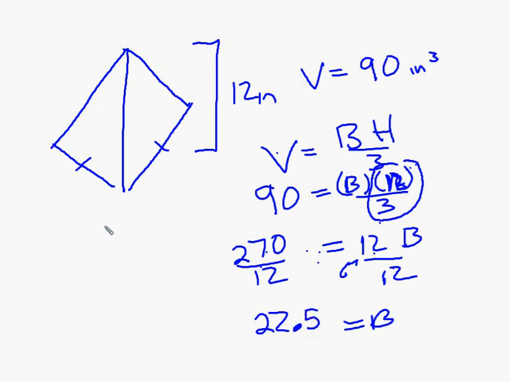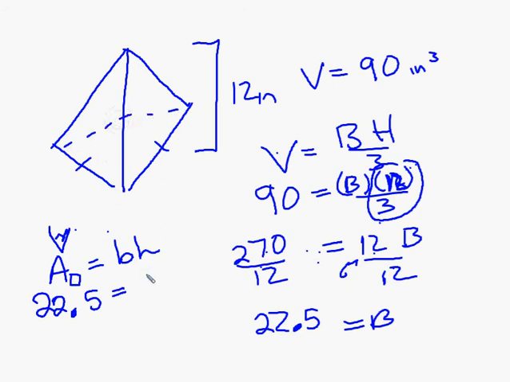Okay, now, remember what big B represents. What does big B represent? The area of the base. So the base is a square, base times height. The area of that is 22.5. And since it's a square, I know that B and H are the same. So x times x is x squared. Square root that. What's the square root of 22.5 to the nearest tenth? 4.7. Just for fun, let's do a cylinder.